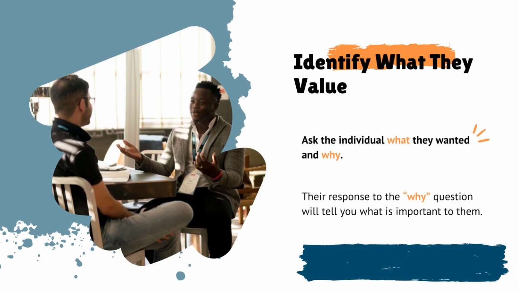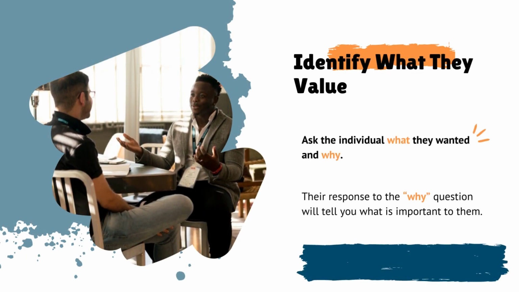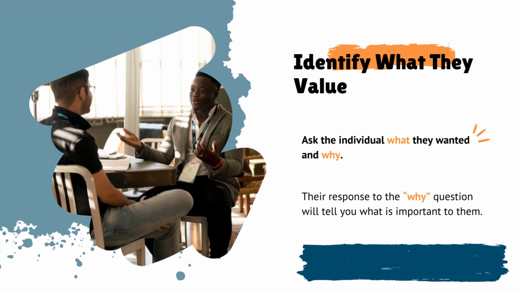Identify what they value. Ask the individual what they wanted and why. The response to the why question will tell you what's important to them. Once you think you have understood, summarize what you think you now understand. This will demonstrate your willingness to clarify your understanding of what is behind their expression of emotion.